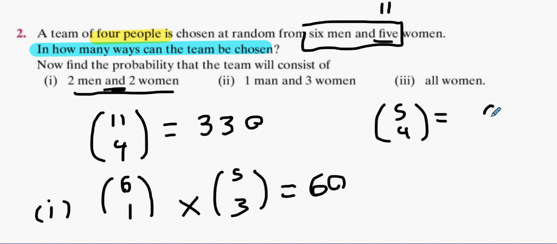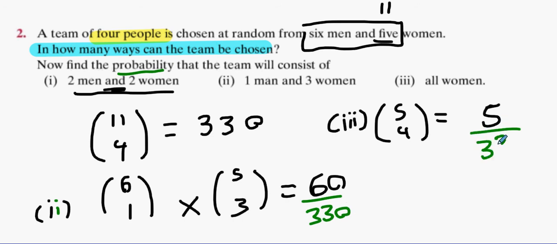Can anybody tell me, out of all 3 of my answers, there's a key word that I missed out on here. Can anybody tell me what it is? Probability. I should have divided every answer by the total number of ways. So this answer for part 2 should be over 330. And this answer here should also be over 330.